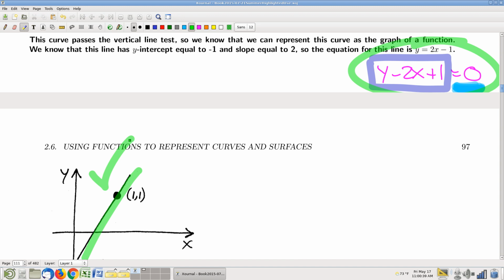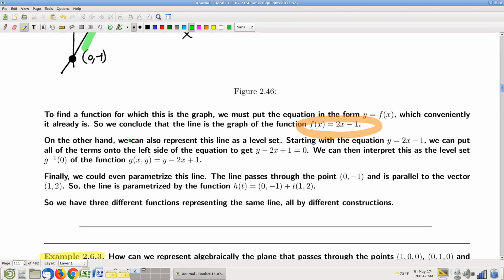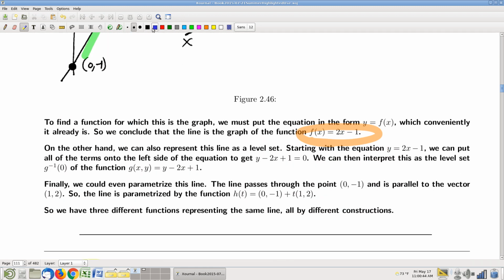Okay. So that second function that we're interested in is that. Just as I suggested, notice that the function whose graph is the line is not the same as the function whose level set, or a function, one of whose level sets is the line. These are very different functions.